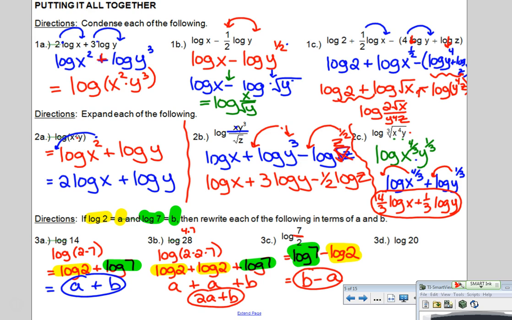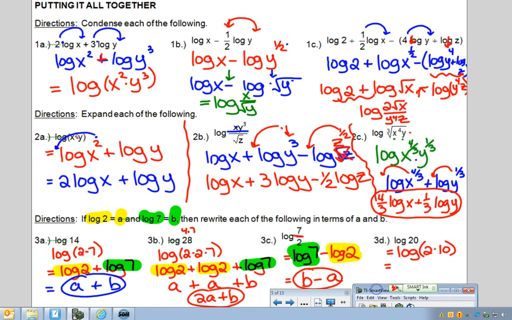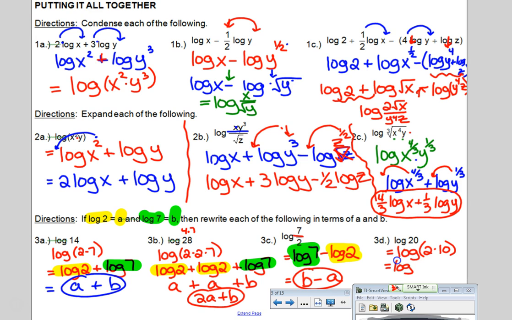Okay, now log of 20. Okay, we have a 2 in there. No 7, that's okay. Log of 20, well, if I want to get a 2, it's going to be a 2, but then I have to do times 10. And then you're thinking, well, what can I do with that? Well, let's see. I'm going to separate them out. And I have a log of 2 plus a log of 10.